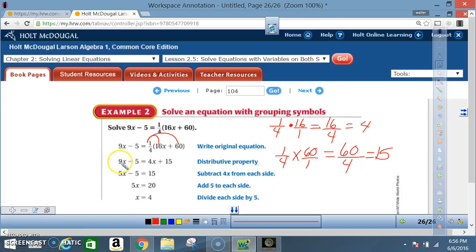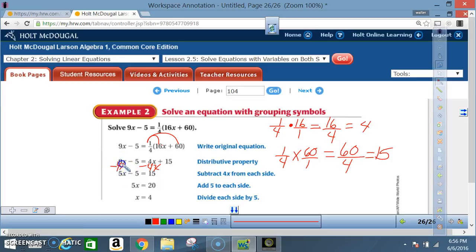So now which variable do I move? I'm going to move the smallest variable. I got 9x and I got 4x. So I'm going to say minus 4x and then minus 4x.